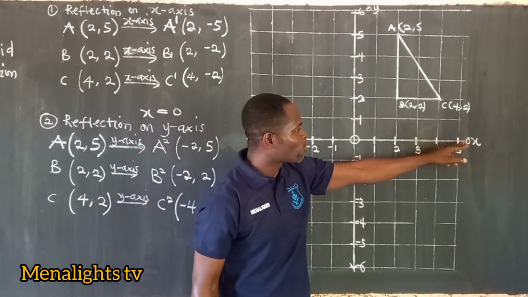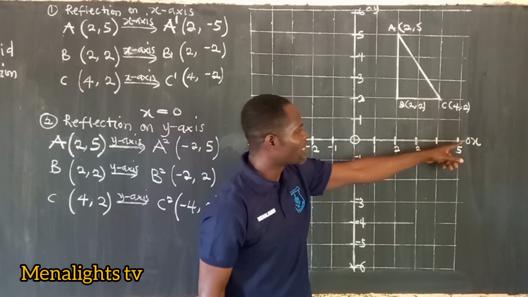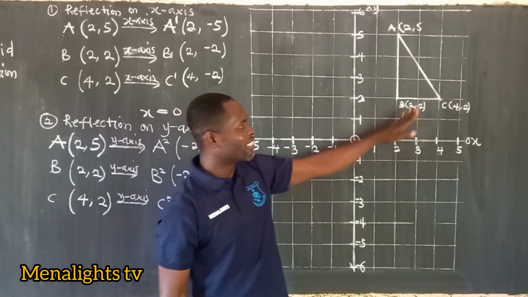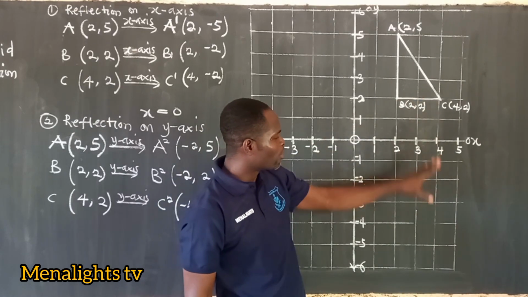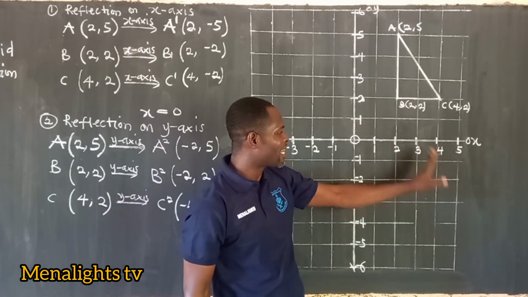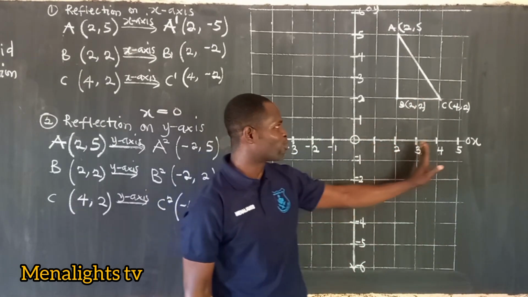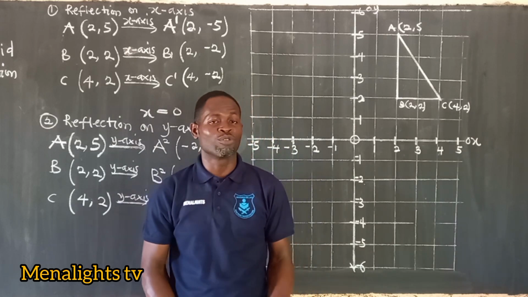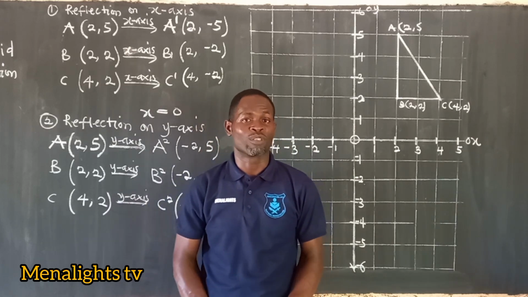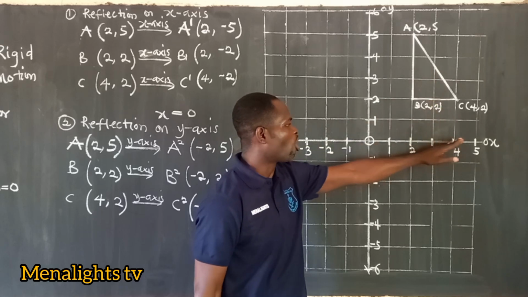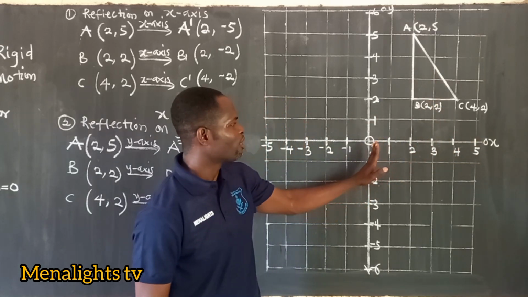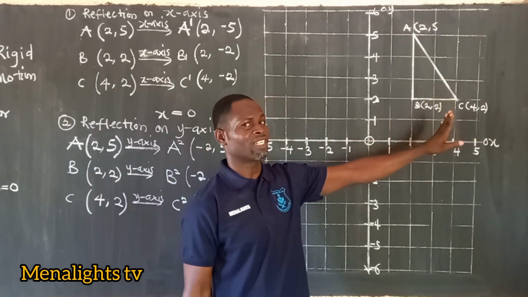Now the x-axis closer to the object is this one. So when you reflect on the x-axis here, you realize that the object will be formed here. And here the y is negative and then the x is positive. So we are going to do it and then see how it goes. So we are going to reflect this object on the x-axis. So this is the x-axis that is closer to the object.